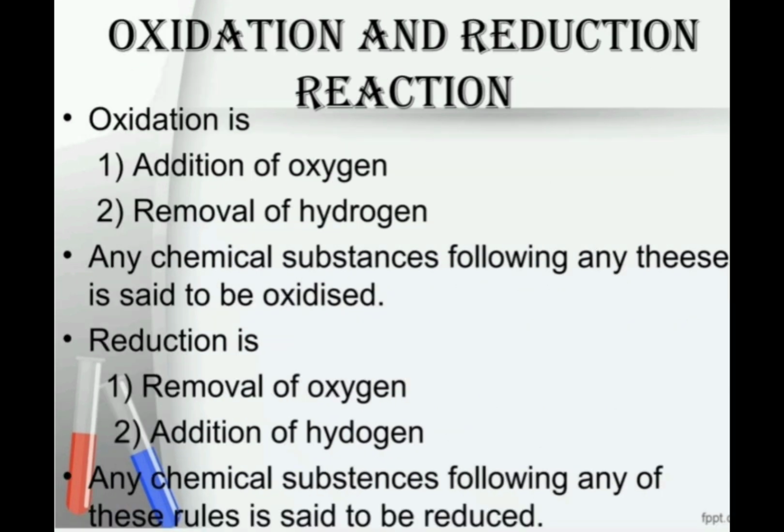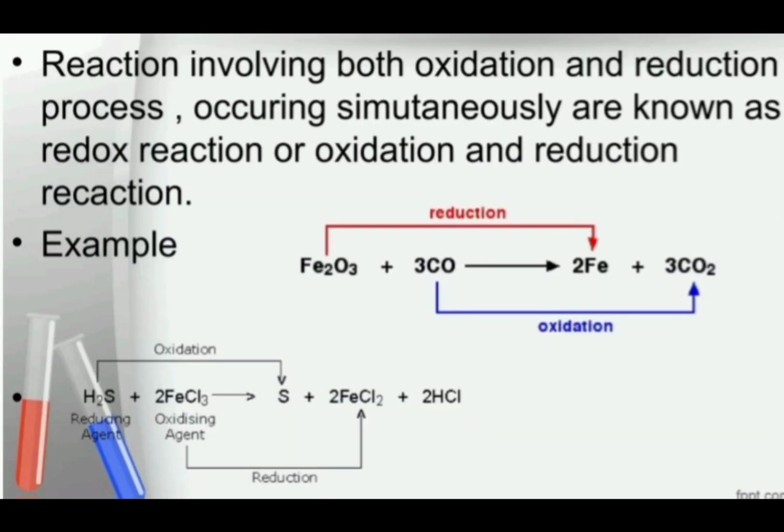Now, we will learn the most important redox reaction, which is the combination of oxidation and reduction reaction. Addition of oxygen and removal of hydrogen takes place in the oxidation reaction. Conversely, removal of oxygen and addition of hydrogen takes place in the reduction reaction. Both oxidation and reduction take place simultaneously, called a redox reaction.